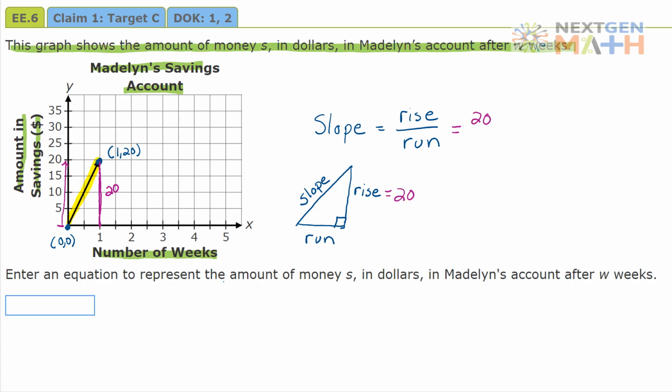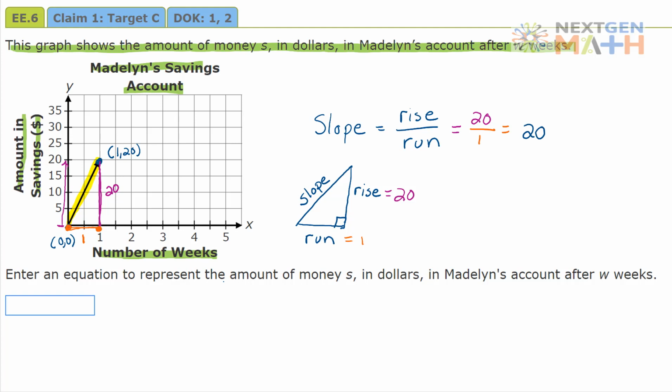Let's go ahead and figure out the run. The run goes from this point over to here. And that distance right there is 1. So our run is 1, and we can put a 1 right there. So when we consider the slope, it is 20 divided by 1, which is 20.